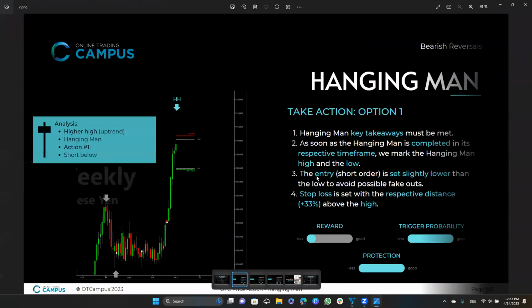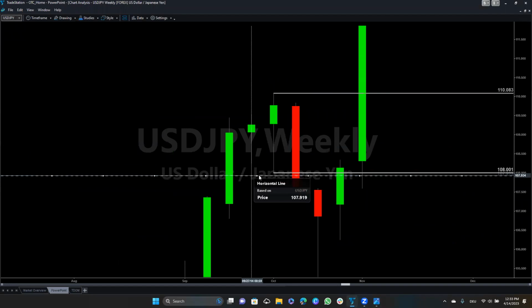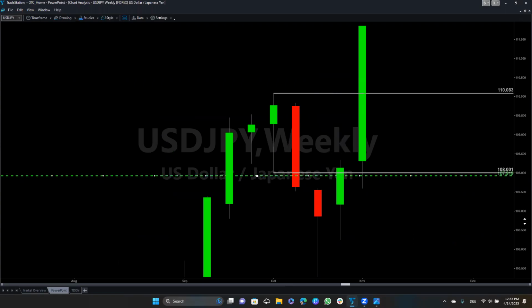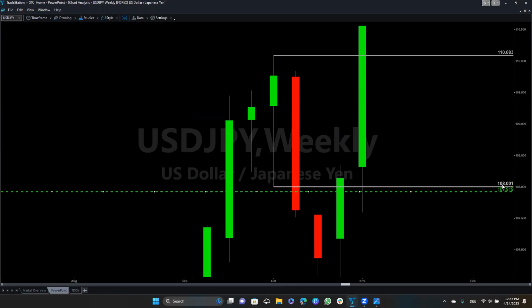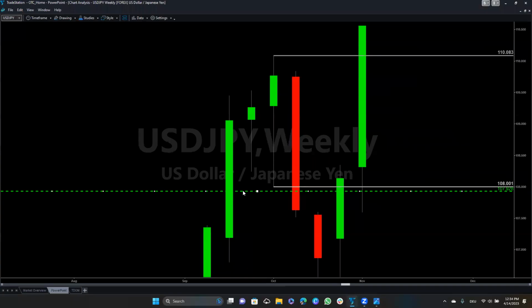Okay, great. Number 3, the entry short order is set slightly lower than the low to avoid possible fakeouts. Let's use this one as our entry. Color green means our low is 108.001 and our entry is a little bit lower, right, to avoid fakeouts, and the entry means 107.919, for example. This one is perfect. This one is nice. It's working.